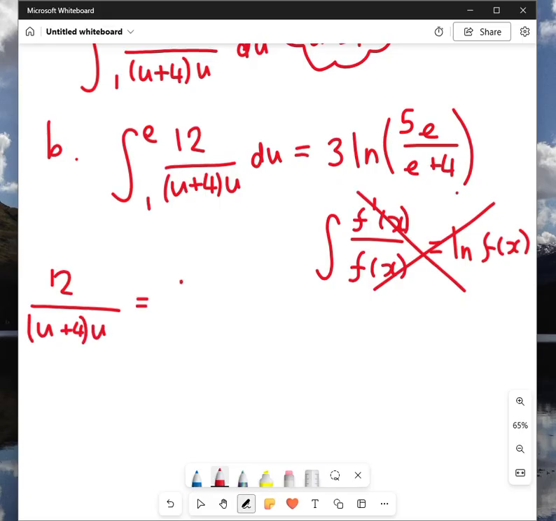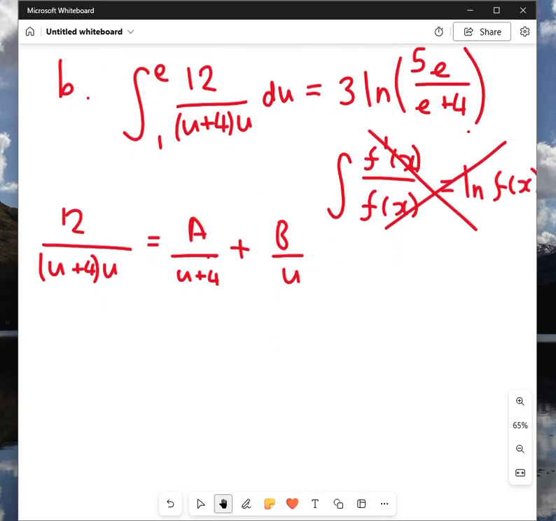So that will be equal to A over u plus 4 plus B over u. So then let's multiply everything through by u times u plus 4. So let's do that. So I'd end up with 12 here. I'd end up with A u, and I'd end up with B times u plus 4.